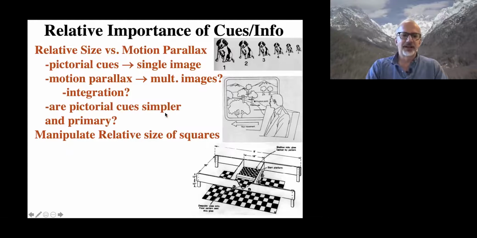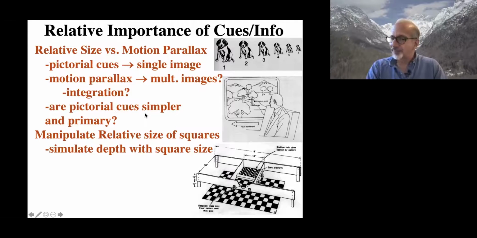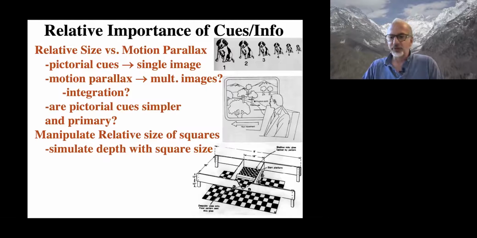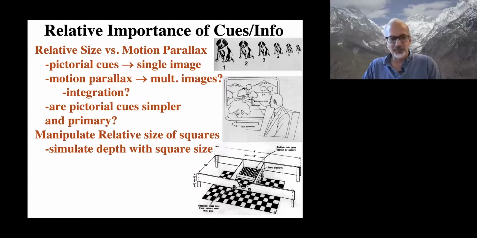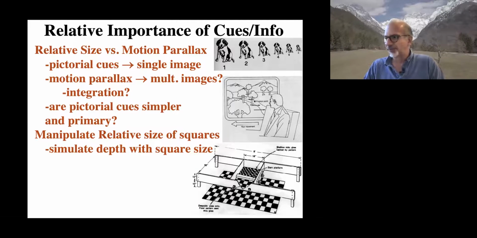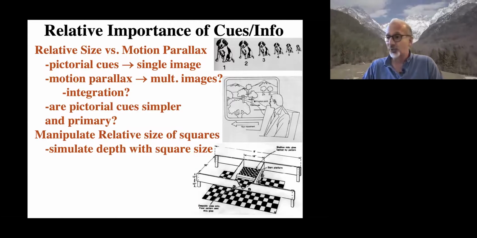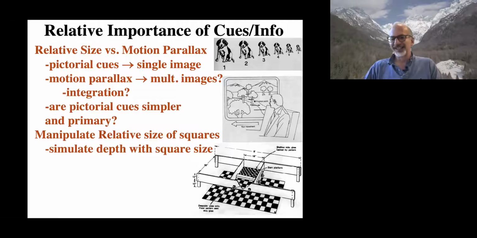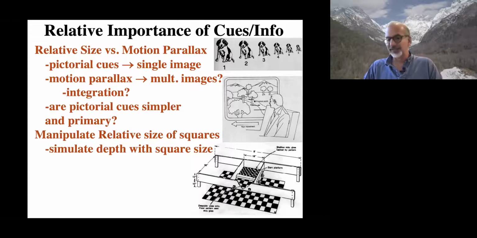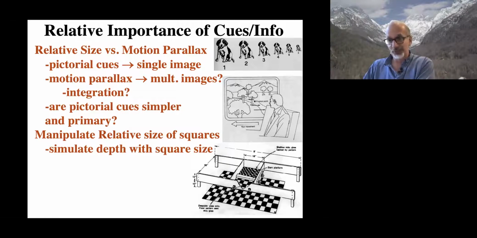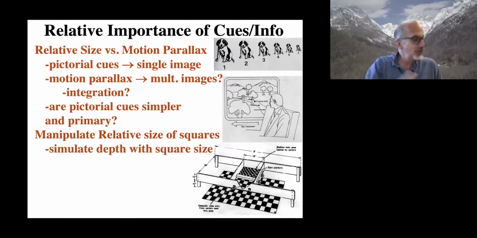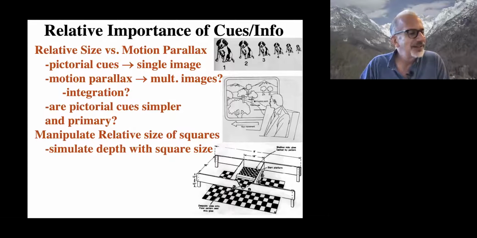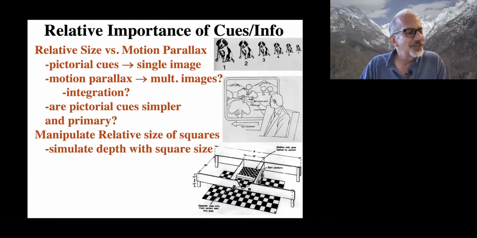So you do that. You simulate depth with square size. And now you see if the infant prefers one over the other. If the infant is depending on relative size as a cue, then now they should see both sides as equally deep, because now there's a simulated deep side, using smaller squares on the shallow side, and a real deep side. And if they're just using the relative size of the squares, they shouldn't care.